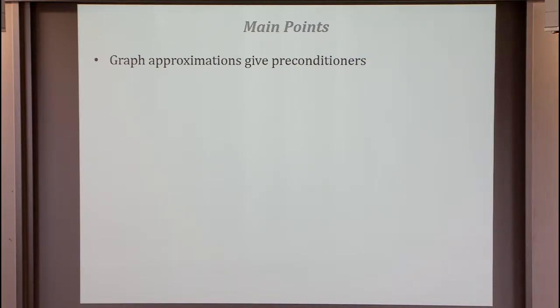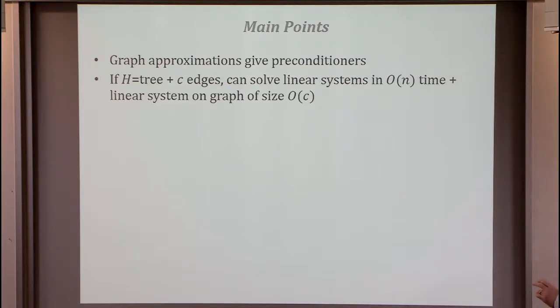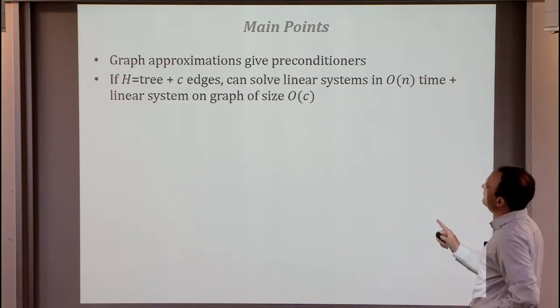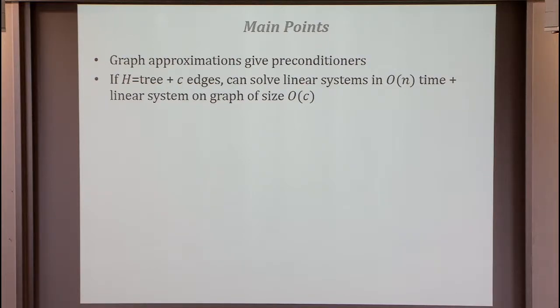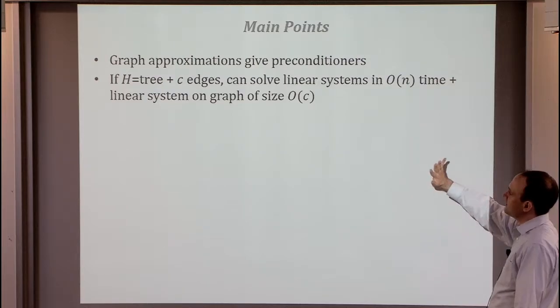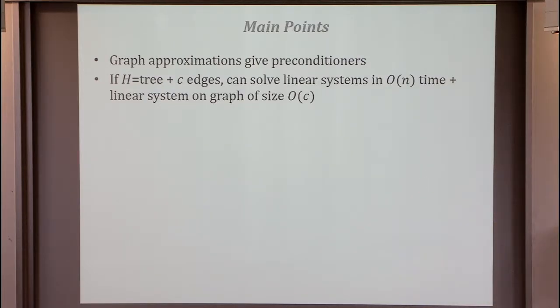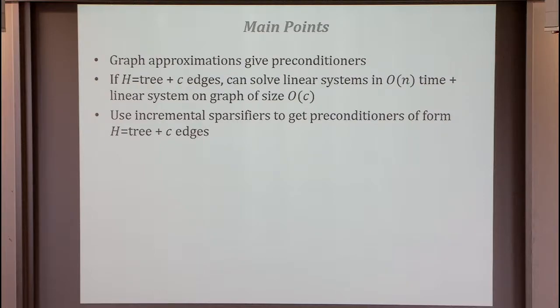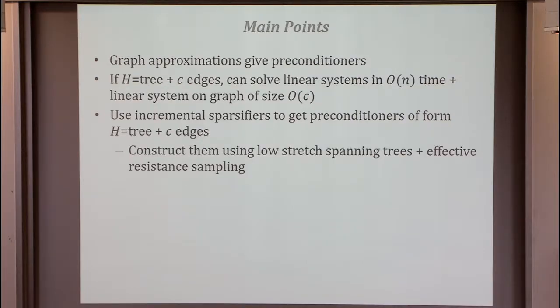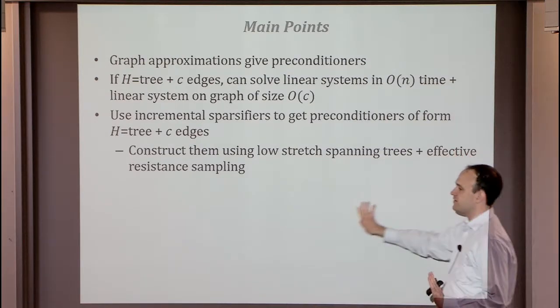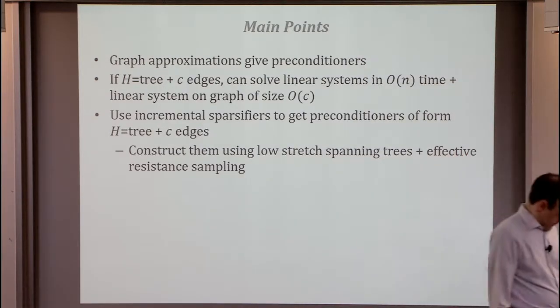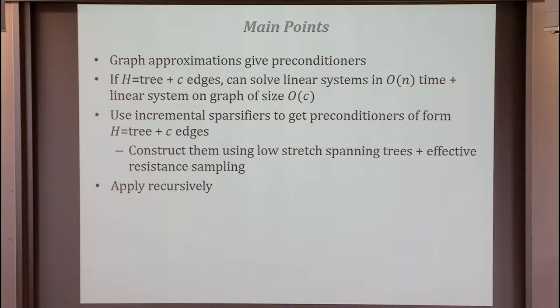Graph approximations give preconditioners, so we can use combinatorics. If I give you a graph with a tree plus c edges, I can solve linear systems in that object in O of n time to collapse the paths, plus linear systems on graphs of size O of c. I can then use incremental sparsifiers to get preconditioners of the form tree plus c edges. We'll talk about how to do that in a little bit. It's going to use low stretch spanning trees plus resistance sampling. And then the idea is to use this inside a recursively preconditioned solver.